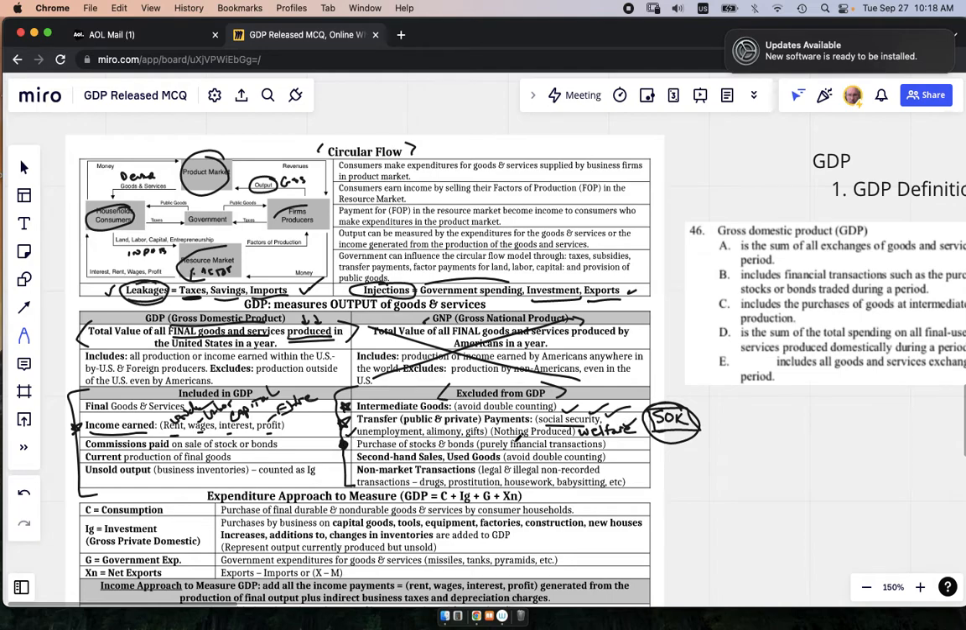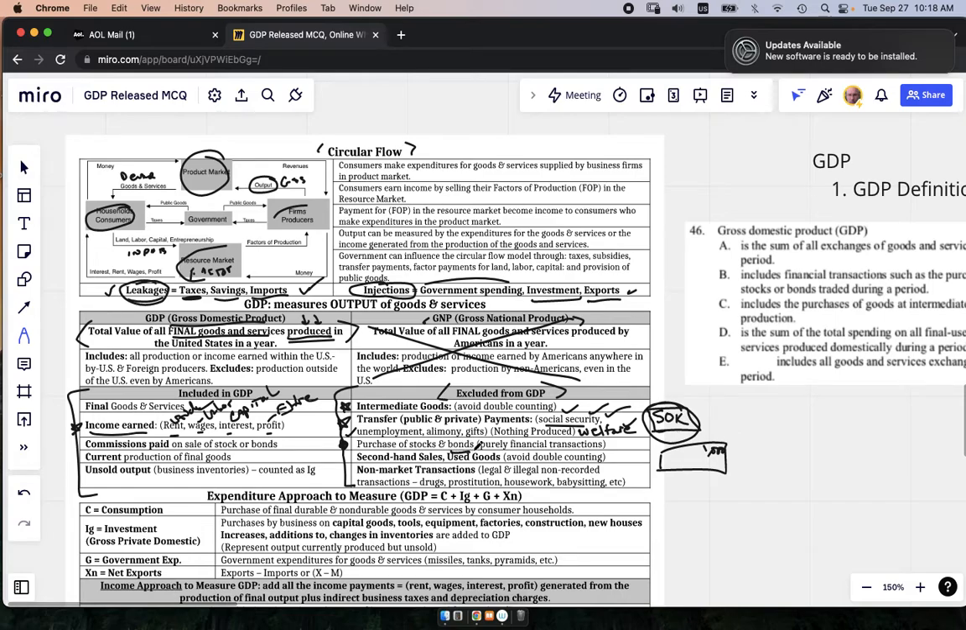Stocks and bonds. So if I buy a $1 million share of stock, that is not included in GDP because the only thing that I get is just a piece of paper saying that I own a part of a company, right? I give them $1,000 or whatever. I own a share of a company. It's just a piece of paper. I give them the money. They give me the piece of paper saying I own that stock.